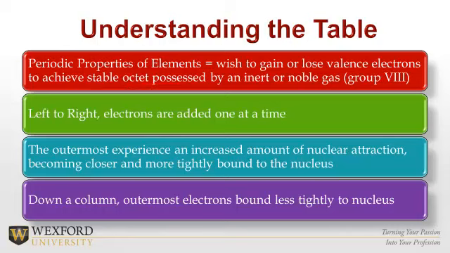Kind of hard to see my red underline here. Possessed by an inert or noble gas. I'll get to that in a second when we look back at the periodic table. When we go left to right, electrons are added one at a time on the periodic table. The outermost experience an increased amount of nuclear attraction, becoming closer and more tightly bound to the nucleus. And down a column, the outermost electrons are bound less tightly to the nucleus.